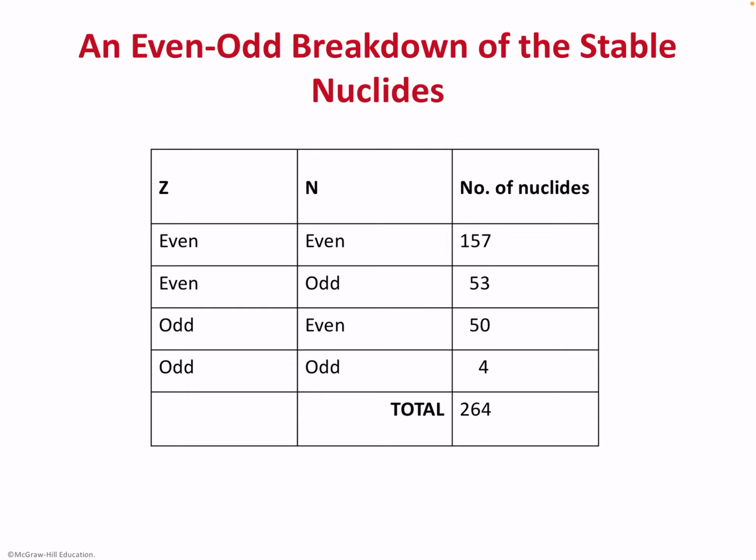Even-odd breakdown of the stable nuclides: if you look at the number of protons and the number of neutrons, when both of these are even in a nucleus, the number of nuclides is 157. Even-odd would be 53, odd-even 50, and if both of these are odd, a very small amount.